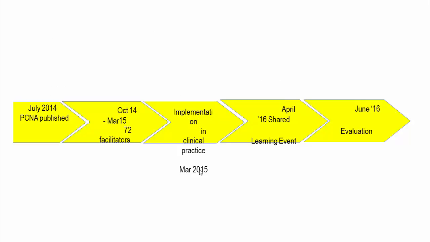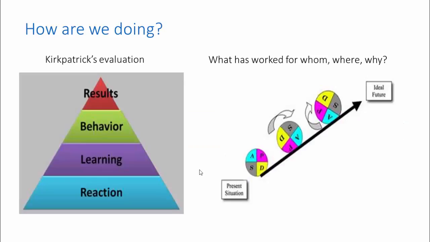This is just the timeline, so it's gone a little bit skewy. The documents were published in July 2014. Then from October until the following March, the facilitators were trained. They took 5 workshop sessions to train all 72 facilitators. Implementation and practice began in earnest about March 2015. A year later, we brought everybody back together to see what had happened, and we're evaluating it then over the summer. So how did we get on?